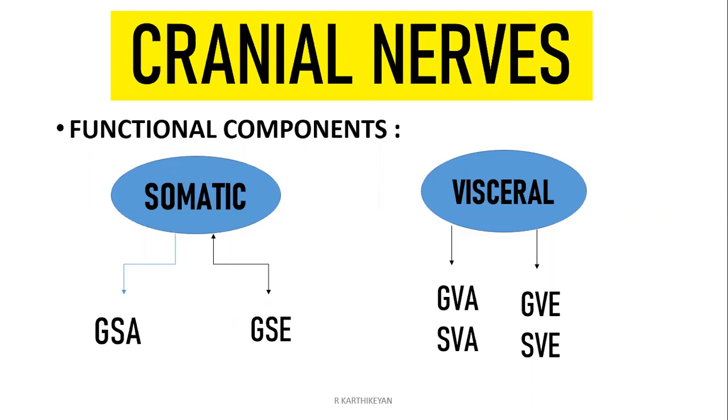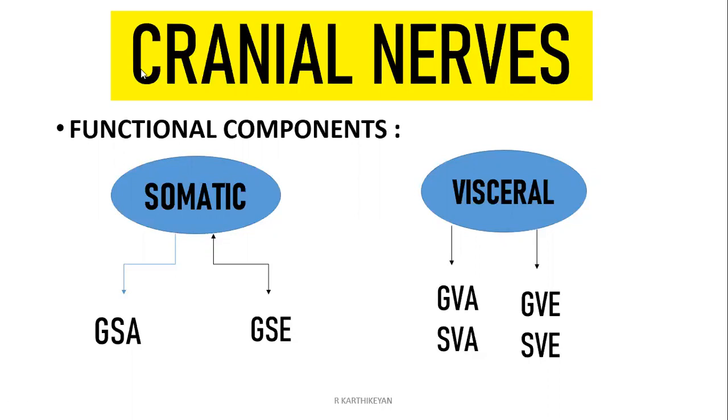Now, what is a functional component? Again, the term is self-explanatory. Functionally, what are the fibers that constitute a component in a particular nerve? If you take the facial nerve, you will be able to list out some functions. But it is not the entire facial nerve that is involved in a particular function. There is some set of fibers meant for a particular function. Those are called functional components. Functionally, what are the sets of nerve fibers present in a cranial nerve that together give a function?